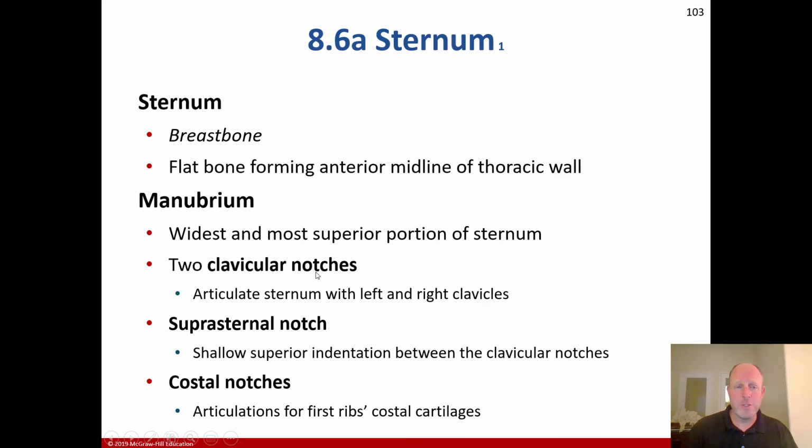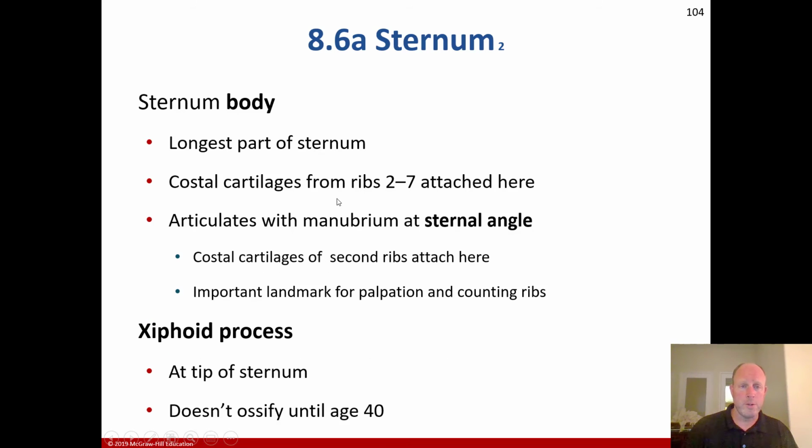Two clavicular notches are present there. They articulate the sternum with the left and the right clavicles. And the suprasternal notch is the shallow superior indentation between the clavicular notches. Costal notches are the articulations for the first ribs and the costal cartilages.